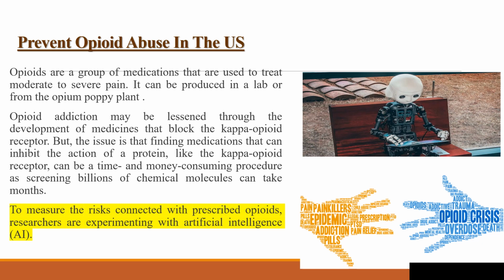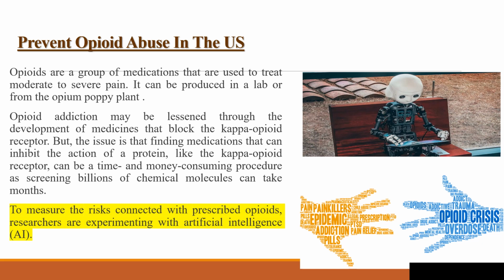Opioids are a group of medications used to treat moderate to severe pain. They can be produced in a lab or from the opium poppy plant. Opium addiction can be lessened by developing medicines that block the kappa opioid receptor. But the issue is that finding medications that can inhibit the action of a protein, for example the kappa opioid receptor, can be time consuming.